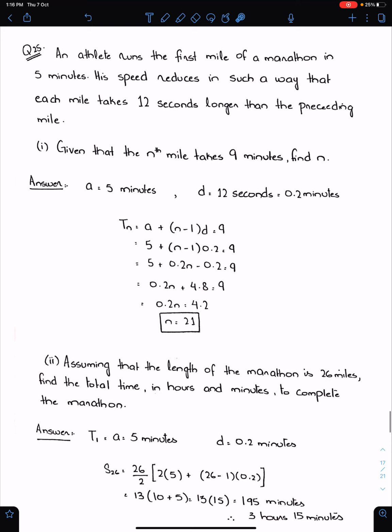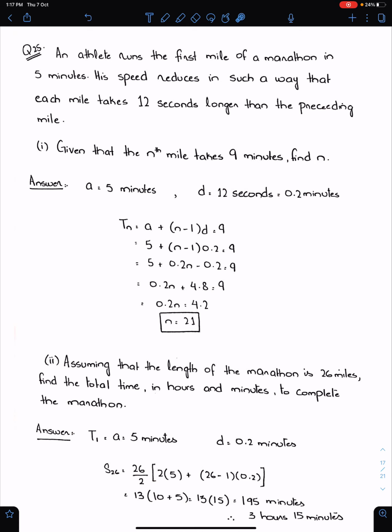Next question. An athlete runs the first mile of a marathon in 5 minutes. So A is 5. His speed reduces in such a way that each mile takes 12 seconds longer than the preceding mile. Given that the nth mile takes 9 minutes, find n. So Tn is given, 9, A is given, 5, and D is given, 12 seconds. When you divide 12 by 60, you'll get 0.2 minutes.